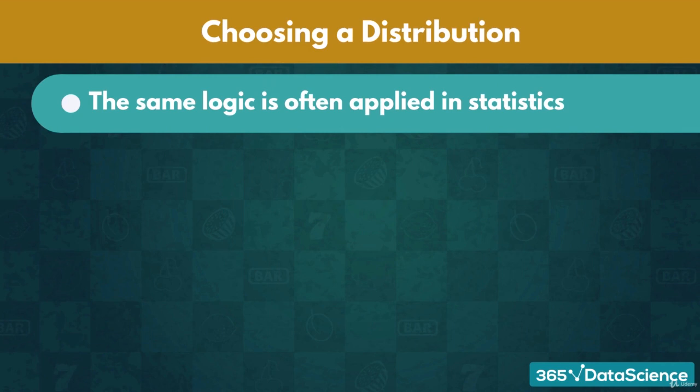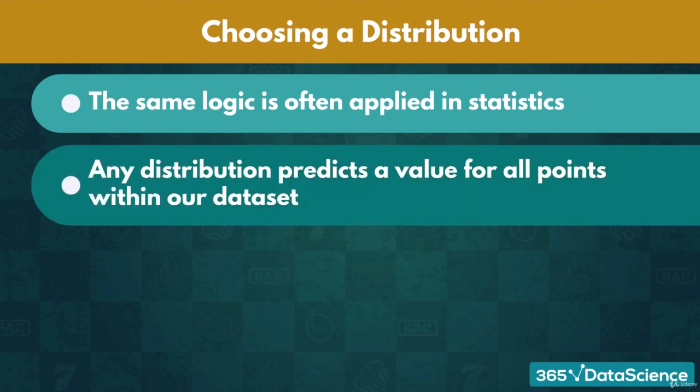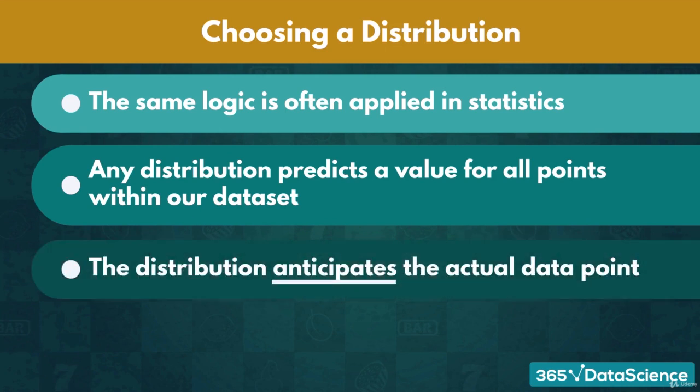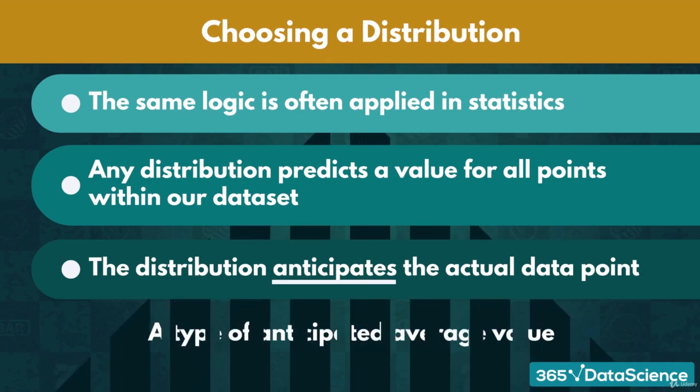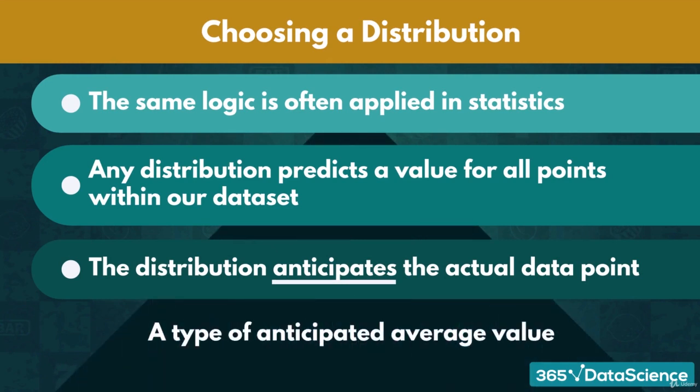When determining the distribution, the way it works is the following. For starters, any distribution we try on predicts a value for all points within our dataset. This is what the distribution anticipates the actual data point to be, so it is essentially a type of anticipated average value. So the more distributions you know, the easier it will be for you to determine which one you're dealing with for a certain problem.